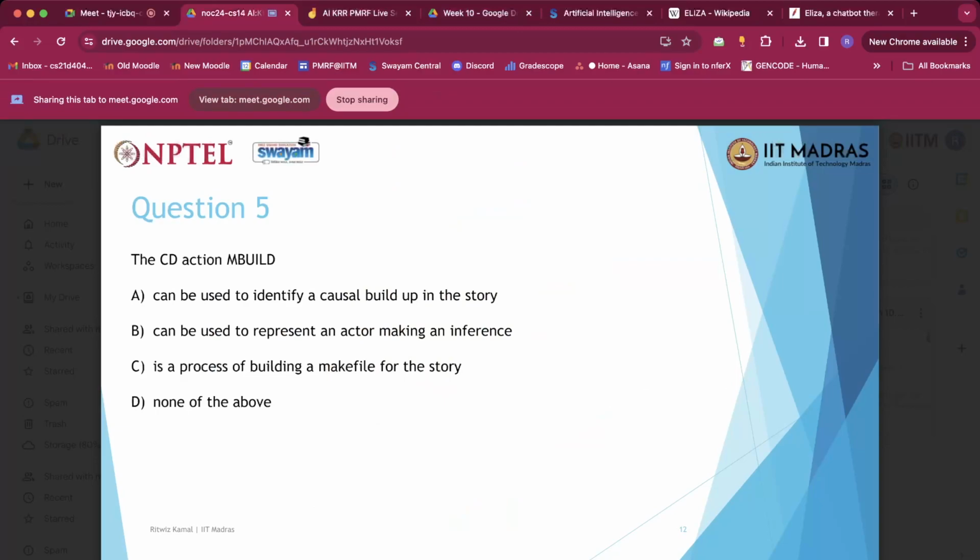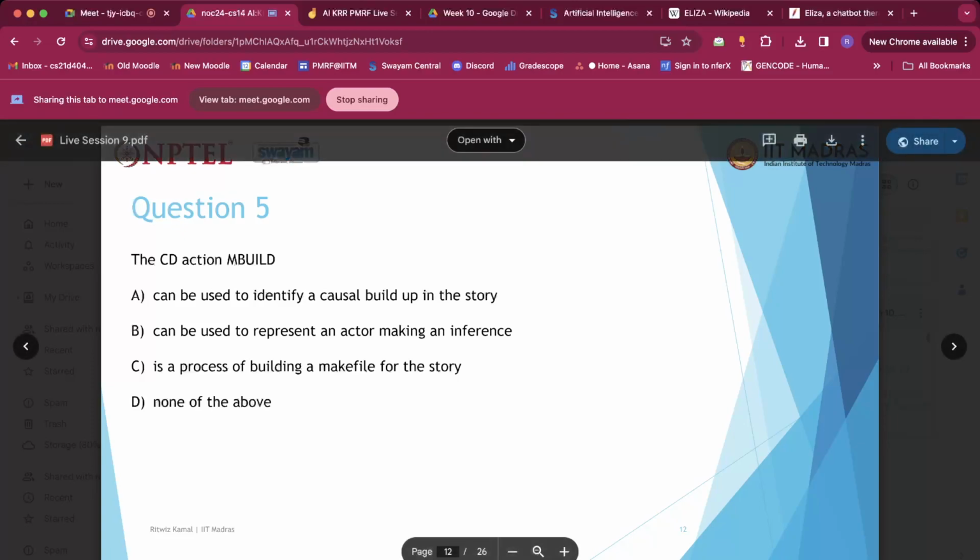What we can use it for is to represent an actor making an inference, right? So we can use some existing information that we have and then use that to make some inferences. Those inferences may be true inferences, in which case they would be conclusions, right? It can be some hypothesis or some assumptions that we are making based on some knowledge that we have. That could be our imagination, right? So option B seems to be correct.